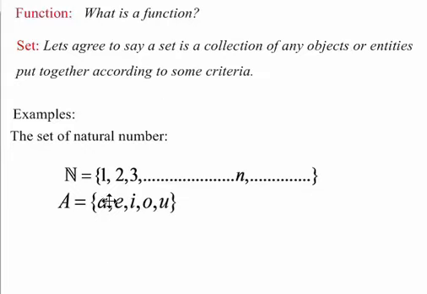Like, for example, examples of sets. We've got the natural numbers, the numbers which you use first day at school, counting: 1, 2, 3, 4. That's a set of natural numbers. And then we've got something like this. What is that? A set of vowels. All together. A set of vowels.